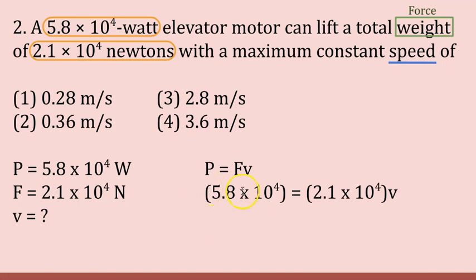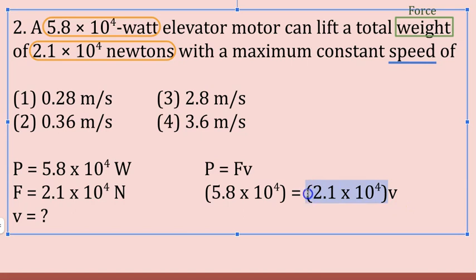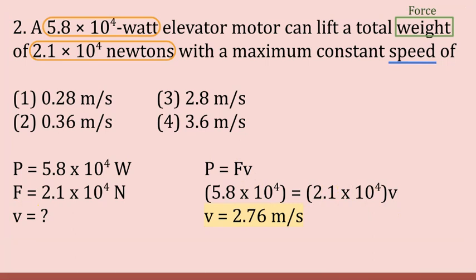I'm plugging in my numbers. Again, if you want to change it out of scientific notation, like by putting it into your calculator, you can. But you don't have to, so I've got 5.8 times 10 to the 4th equals 2.1 times 10 to the 4th times V. This is a multiplication here. The 2.1 times 10 to the 4th is being multiplied by velocity. So to undo that, I'm going to divide both sides by this number, 2.1 times 10 to the 4th. You should get 2.76 meters per second, and when you round that, it will give you 2.8 as your answer.